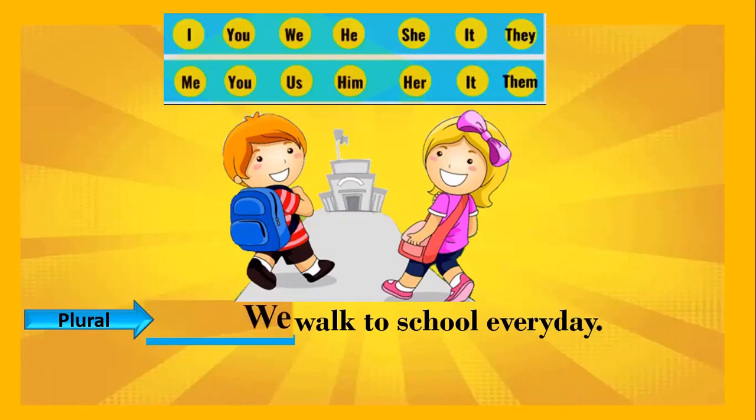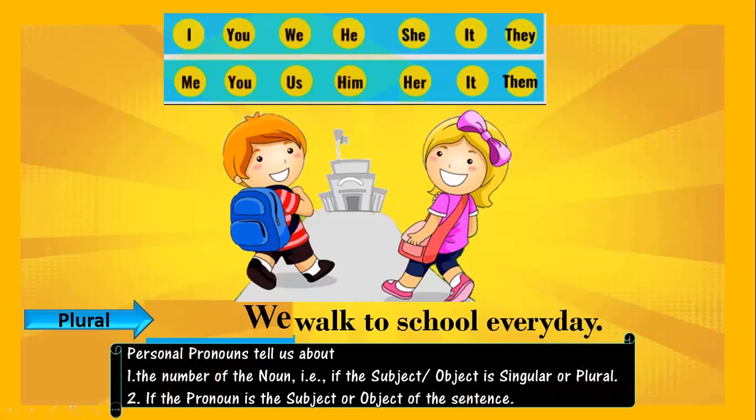We walk to school every day. So here, the personal pronoun tells us the number of the noun. That is, if the subject or the object is singular or plural. It also tells us if the pronoun is the subject or object of the sentence. Here, the pronoun we is the subject of the sentence.